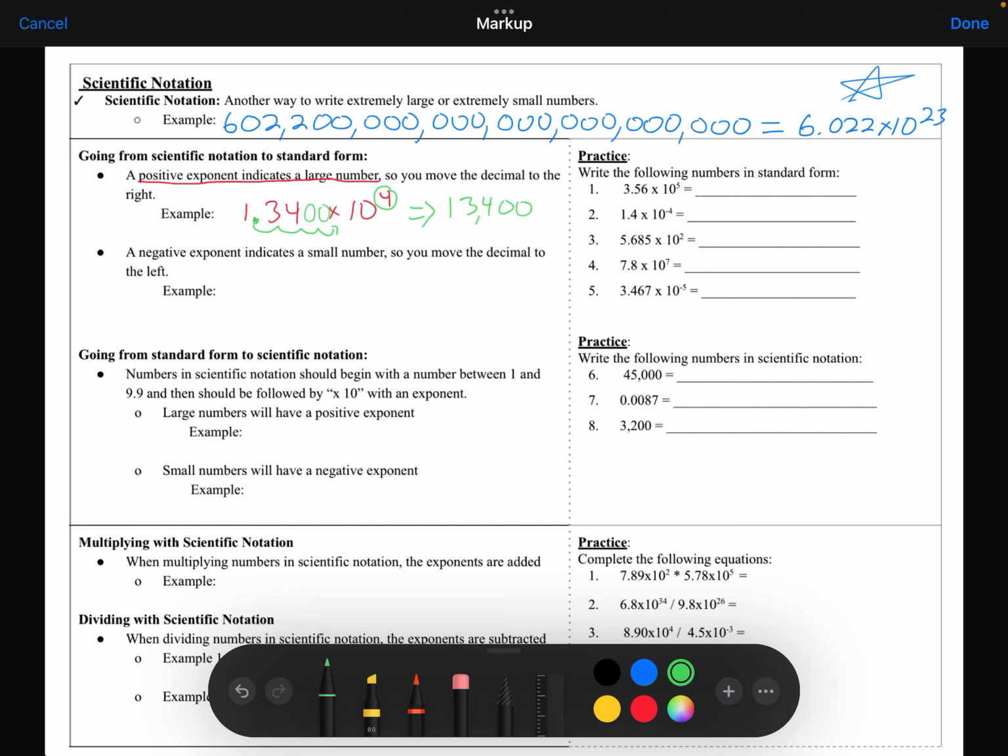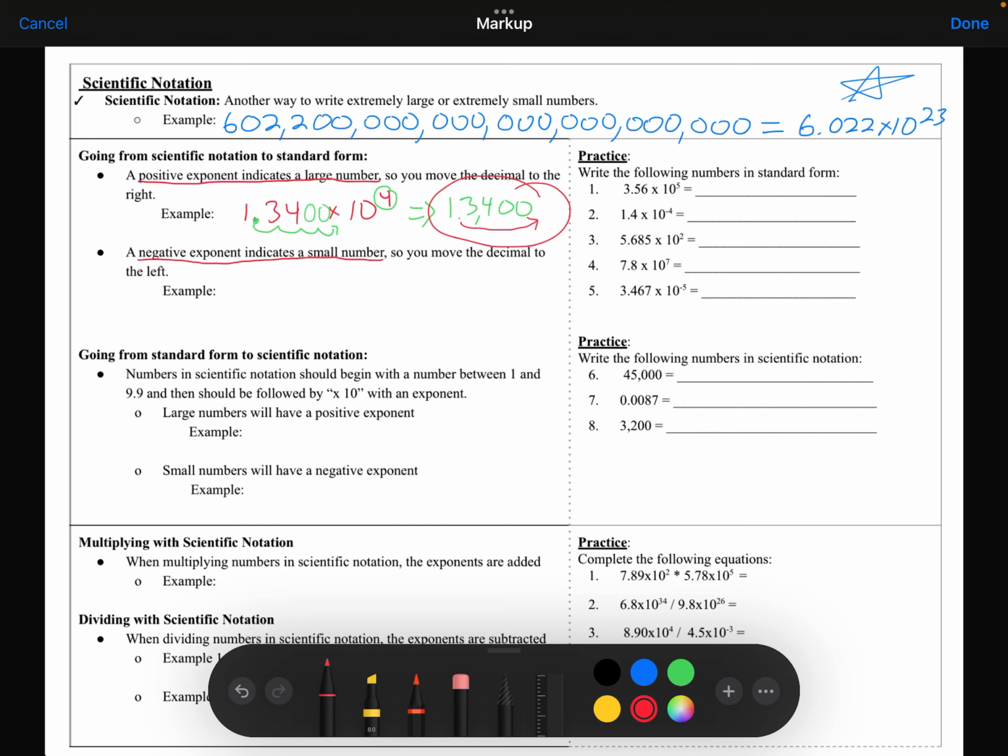right? 13,400. Because again, all I took was the decimal point here and I moved it over there, 4 spaces to the right. If you plugged in 1.34 times 10 to the 4th power in your calculator, you would get this answer. All right? The next rule says that a negative exponent indicates a really small number. So you would move the decimal point to the left to change it into standard form.